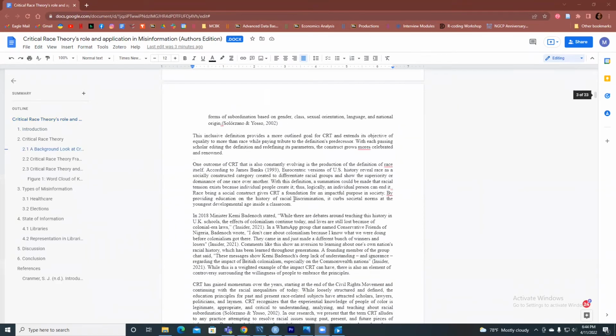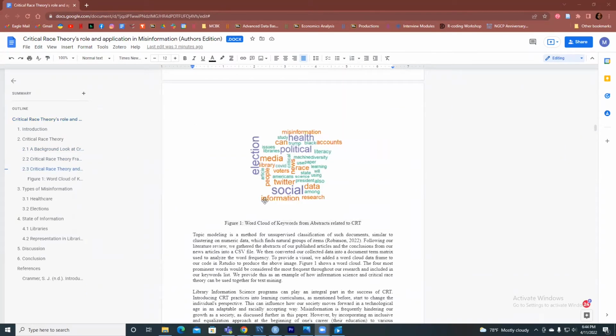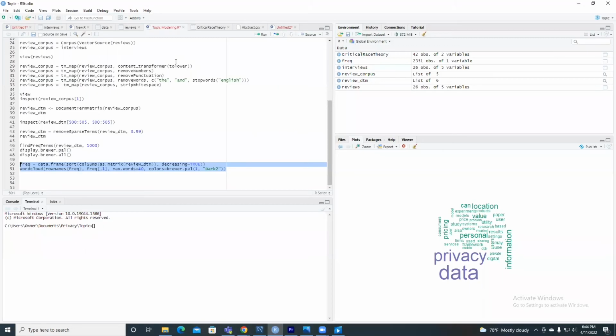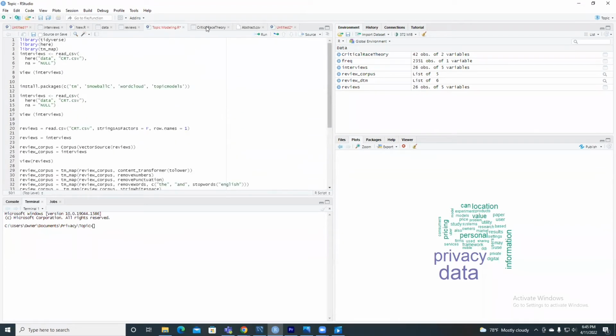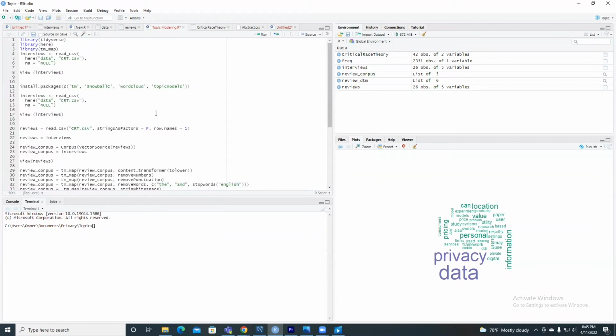After doing a little bit of background, I wanted to add a little bit of coding to our paper, so I did a simple topic modeling piece in R. Our end result was this word cloud, but I can show you exactly what I did. I came into RStudio and I uploaded 42 abstracts that we used and referenced in our paper. And I wanted to find the most frequent words used.